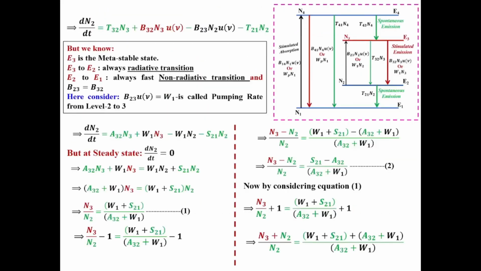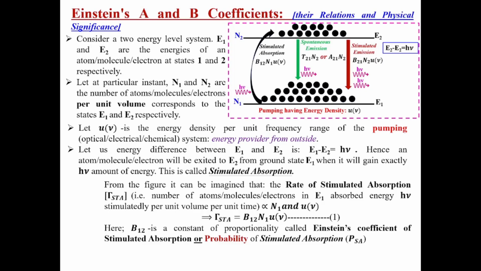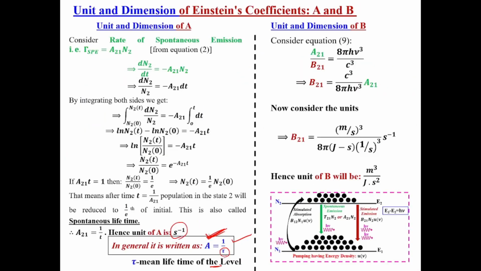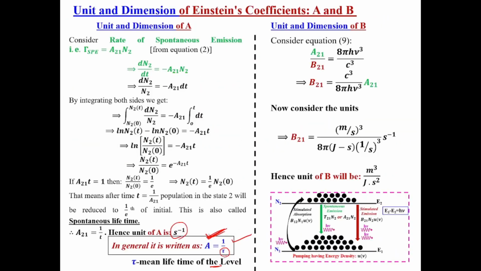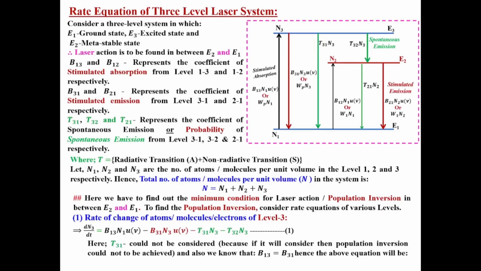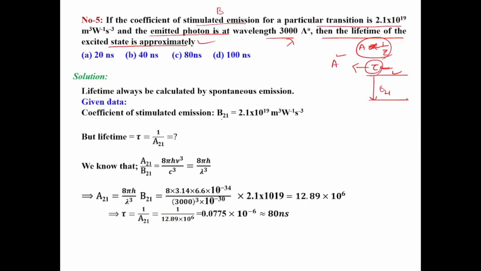Already we studied this. I suggest to all of you that at least this topic you have to watch: Einstein's A and B coefficients, and the unit and dimension of the Einstein coefficients. In general, A equals 1 by tau; that we are going to use. And here the A by B relation you should also remember. A by B is nothing but 8 pi h mu cubed by c cubed. B is given, so from that relation we can easily find A, and we have to find tau. Tau is nothing but 1 by A21.